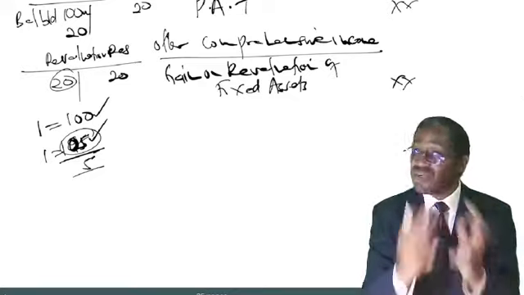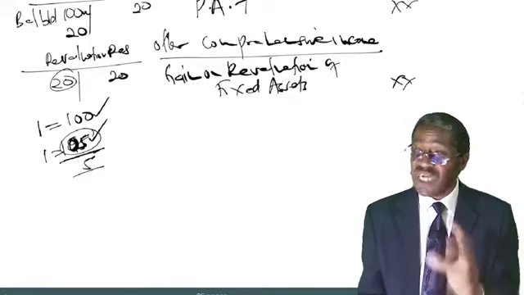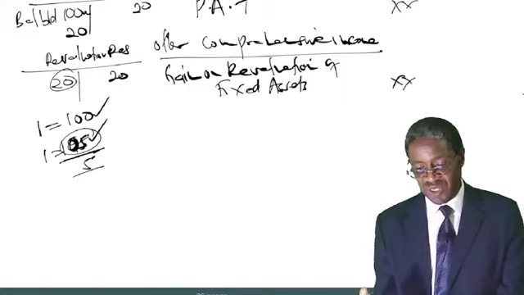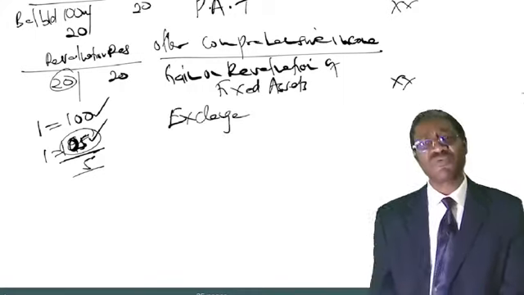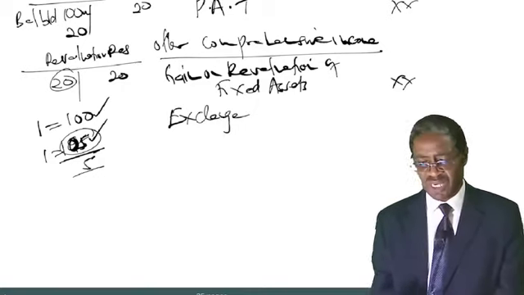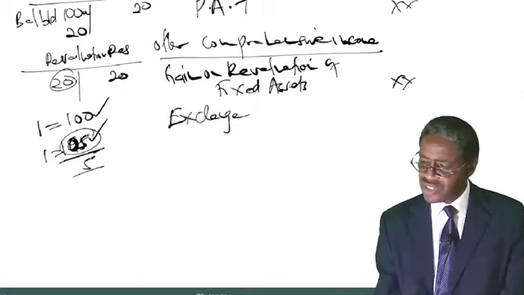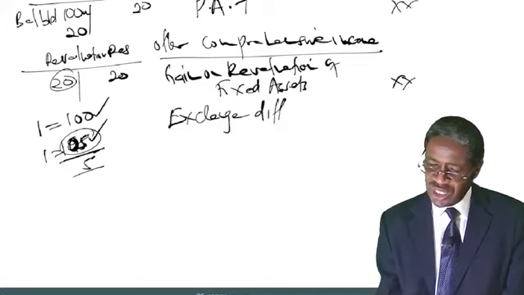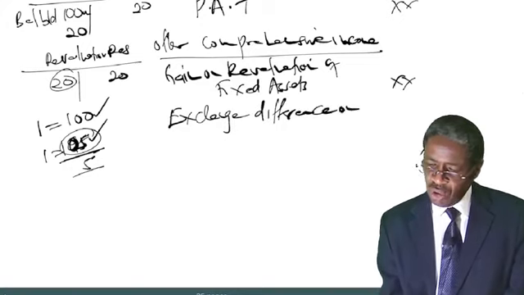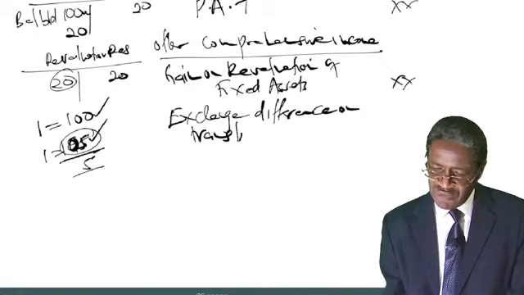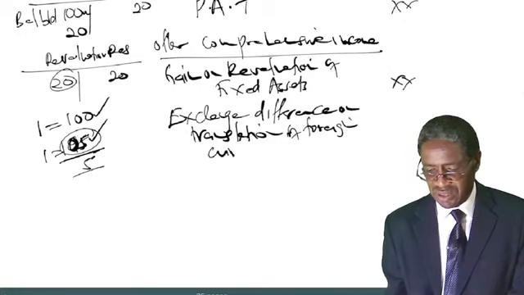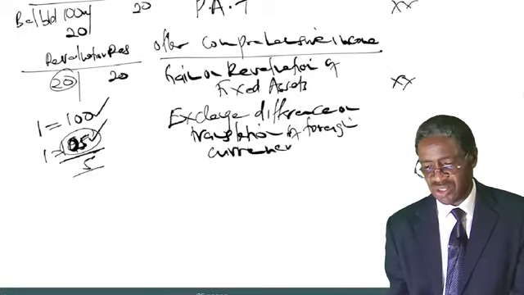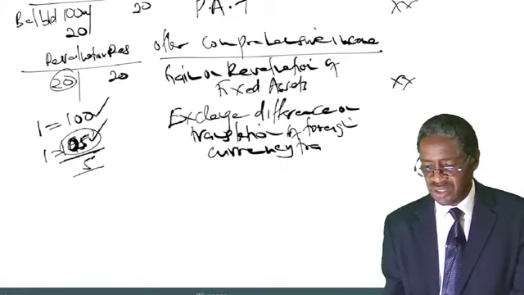So whatever is the difference in the exchange rate, we normally refer to it as the exchange difference. So another transaction that can be classified as part of other comprehensive income is what we call exchange difference on translation of foreign currency transactions.